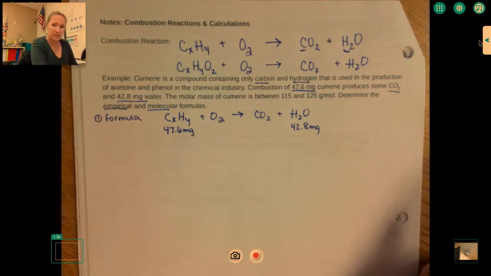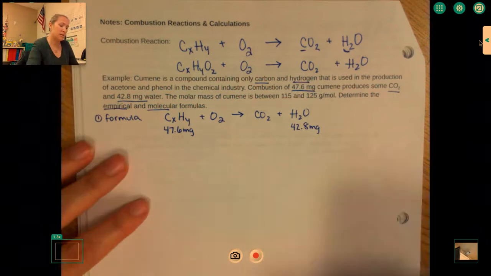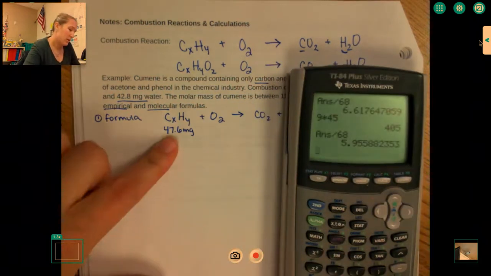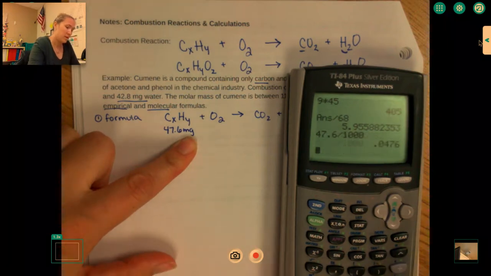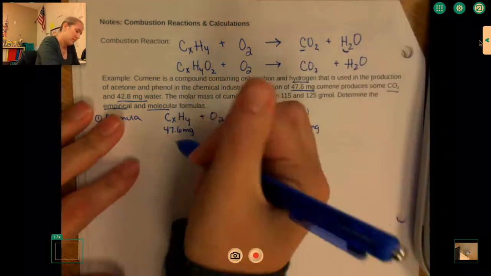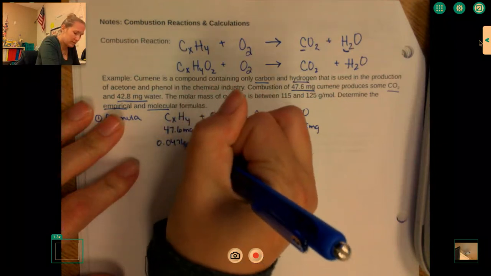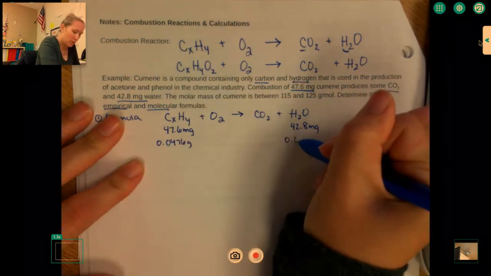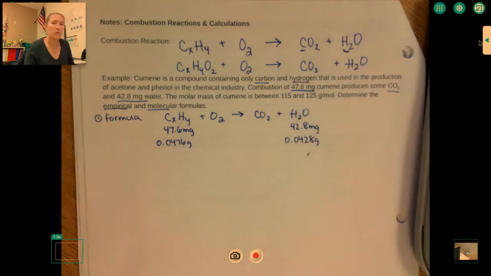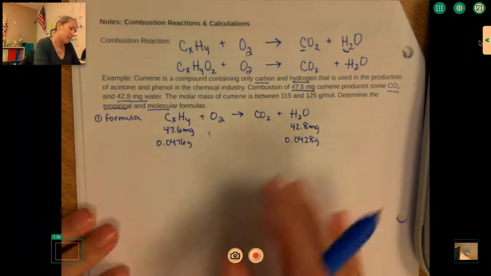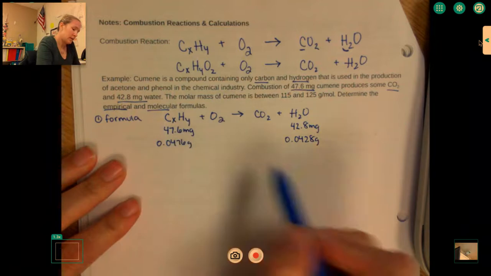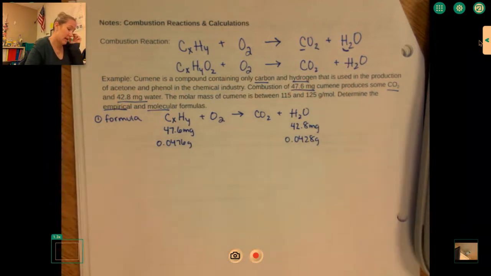Personally, using milligrams is not my favorite thing to do, but remember there's 1,000 milligrams in a gram. So to change these into grams, I would divide by 1,000. So this is 0.0476 grams, which means this is 0.0428 grams. If you wanted to leave it in milligrams, you can. Then you're also working in millimoles. I just don't think it's something that we want to deal with right now. So this tells me my initial sample amount and that I have made water and some amount of carbon dioxide.